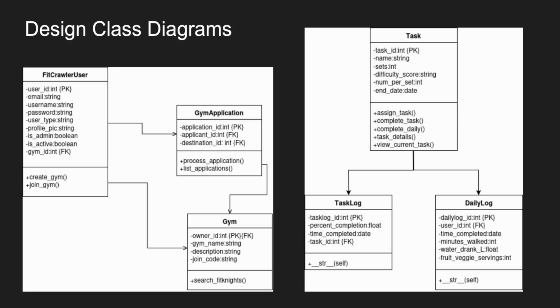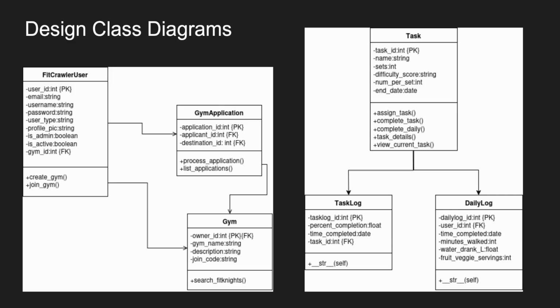And then on the right here for the task, each task has an ID for starters. It has a name, which is a string. It also specifies the sets, the difficulty, the number per set, and the end date. And the task log, so this is once a user completes a task, not necessarily completed in full, but it'll display the percent complete on the current task. It'll also display what time the user completed that task.